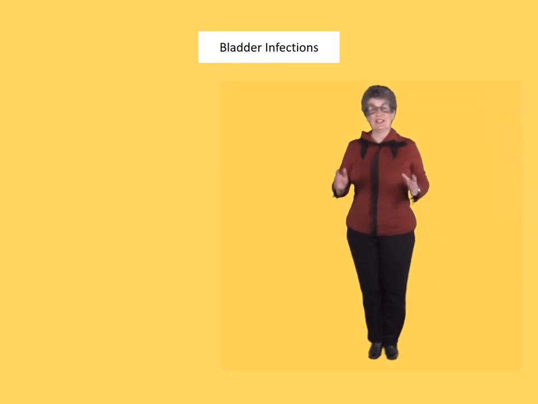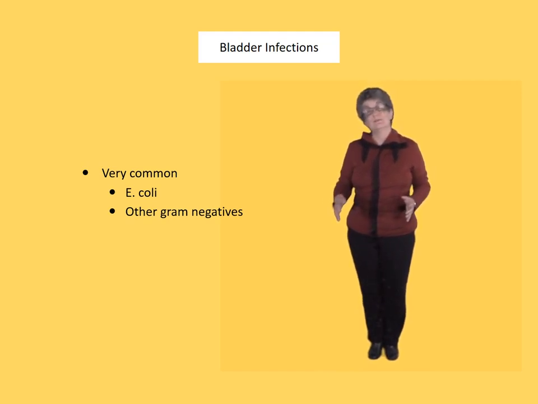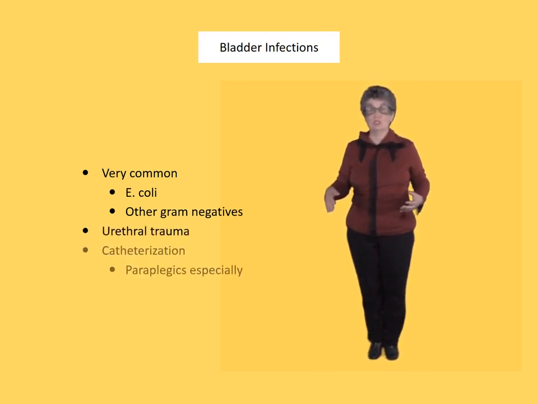Bladder infections are very common. I'm sure many of you out there will have personally suffered from a bladder infection. The most common organism is E. coli, though other gram-negatives also commonly cause bladder infections. You'll learn much more about them in your microbiology course. The primary cause of them is urethral trauma, for example with catheterization, which is why paraplegics are especially prone to bladder infections.